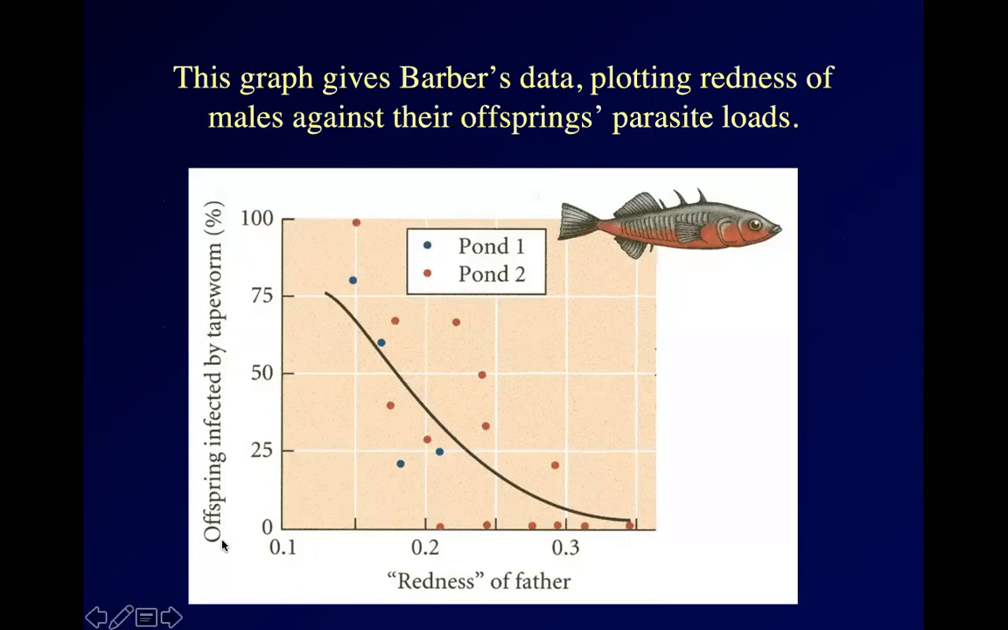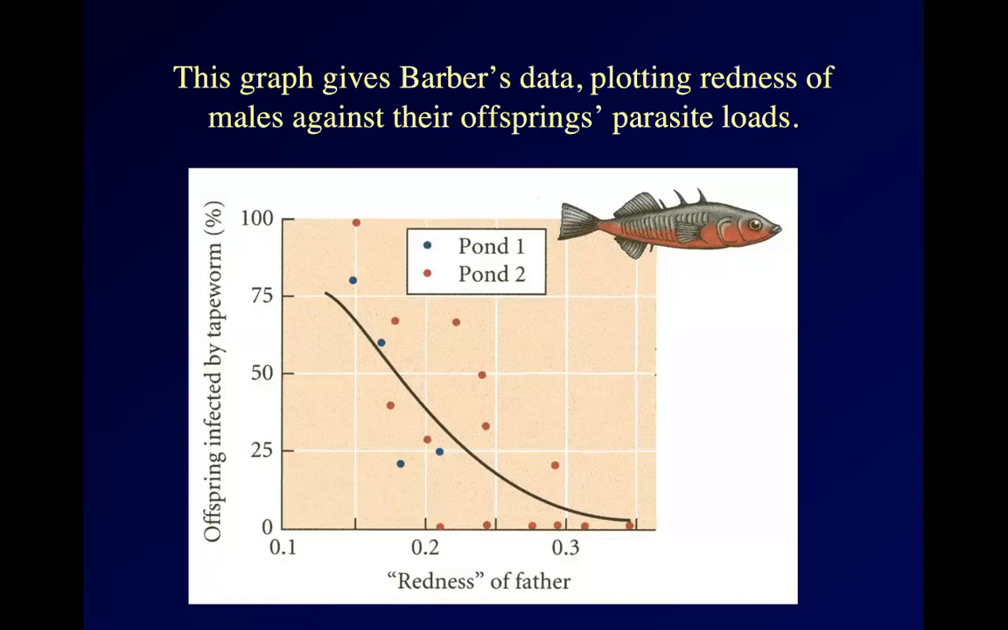And on the y-axis, you've got the percentage of offspring that are infected by a certain tapeworm. And you can see there's a pretty good negative correlation. Fathers that don't have much red have offspring that tend to get parasitized a lot. Fathers that have lots of red have healthier offspring.